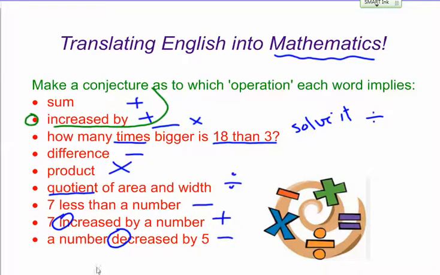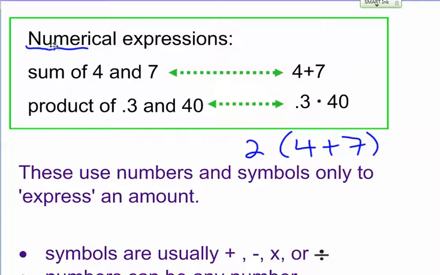So we were talking about how to translate English into mathematics, because the next thing we did was talk about different kinds of expressions. Numerical expressions you're all very familiar with. You've seen these problems since you were in first grade. 4 plus 7 is a numerical expression. It has numbers and symbols only to express an amount, and the symbols are usually addition, subtraction, multiplication, or division.